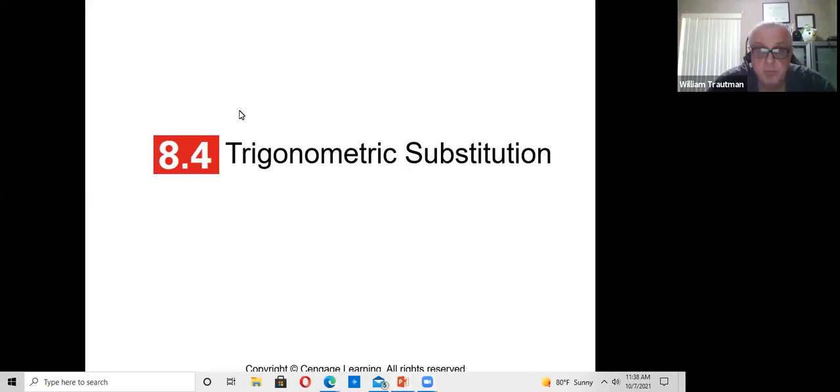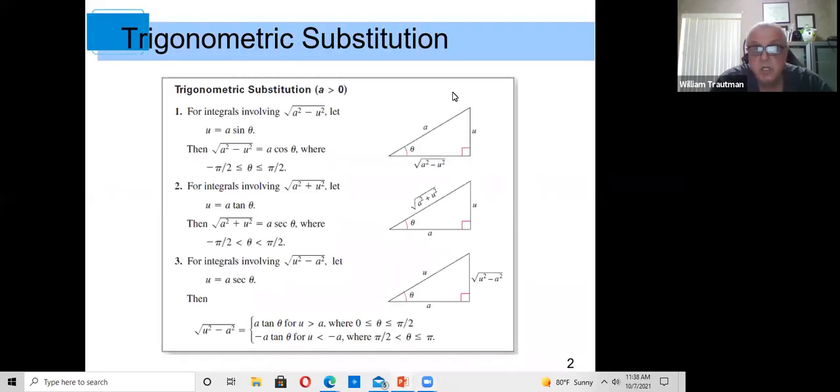All right, section 8.4 for Cal 2. We got to look at these trig substitutions, and once again, this is something good to have right in front of you when you're doing this section. For integrals involving a squared minus u squared, don't forget the u's are the x parts and the a's are some kind of a number constant.